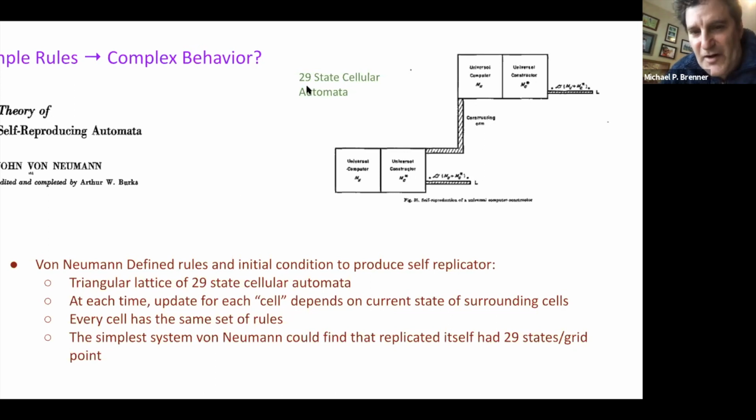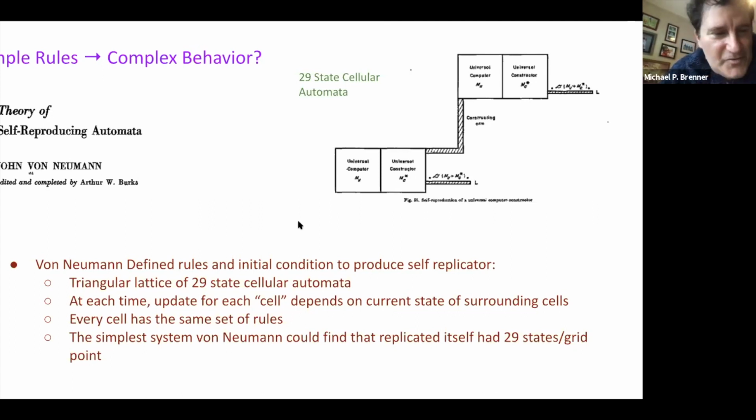A cellular automata was a triangular lattice, and it had 29 states at each lattice site. He then needed to define transition rules for how, at every step of the automaton, each of the states would update itself, given the states of its neighbors. And this paper is really a tour de force.